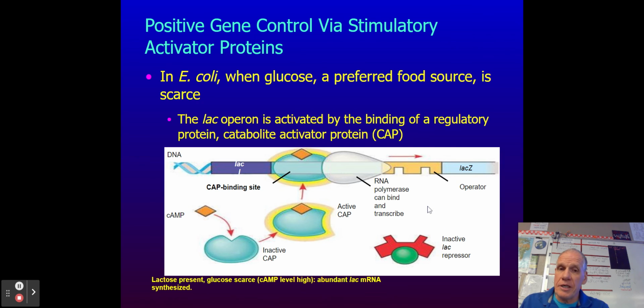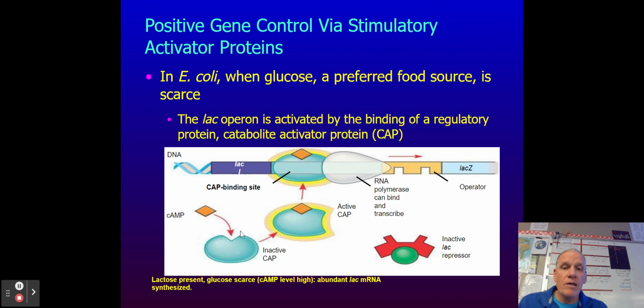So in this case, what we see here is that lactose is present. There's very little glucose here, and therefore the CAP protein is active. It binds to the promoter region. That's causing RNA polymerase to bind and transcribe those genes so it can utilize lactose as an energy source. But as I say up here, glucose is the preferred food source. Why? Well, glucose is already a monosaccharide. Lactose is a disaccharide. So the cell has to expend more energy to break down lactose and convert it to ATP than it does glucose. So if both are present, it wants to use the glucose and not the lactose.